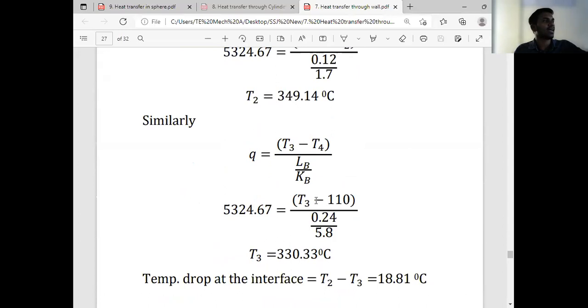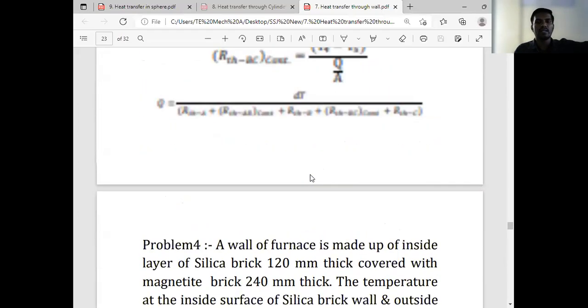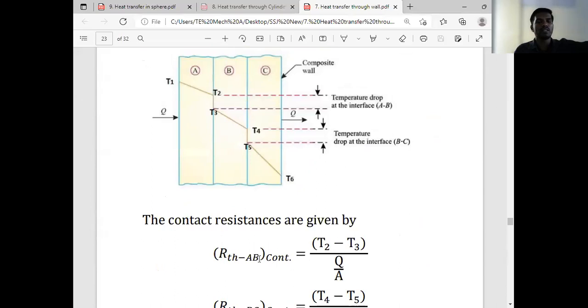Instead of doing these two steps, you can directly use the thermal contact resistance formula to find the temperature difference. By using this equation, thermal resistance of contact is equal to (T2 - T3) divided by q by A. By using this formula directly we can calculate T2 - T3. Use this formula or do it step by step, whichever you find faster.